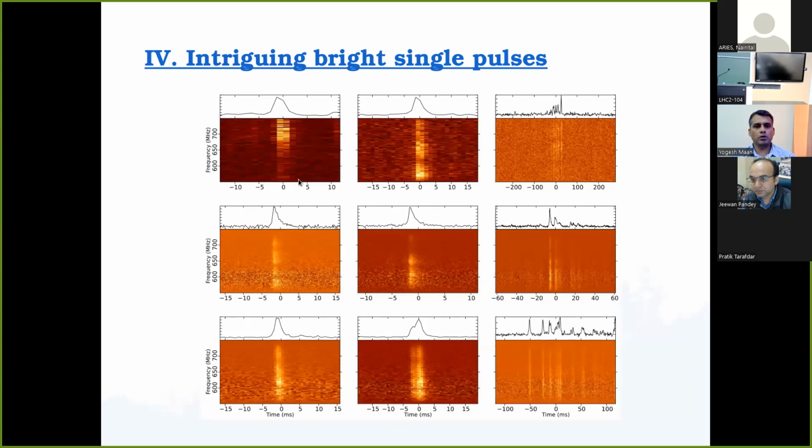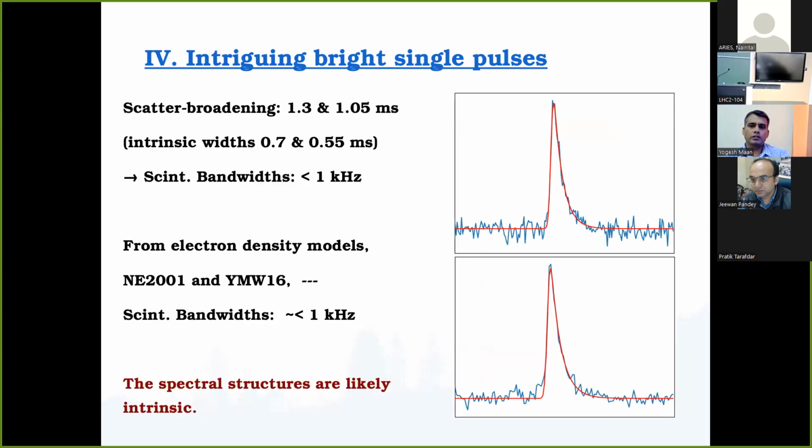For example, in the first plot here at the top corner, the emission is constrained within about 50 megahertz or so. In the next one, again, the emission is patchy, in a few tens of megahertz or so. One would think that this patchy emission might just be an effect of propagation caused by interstellar scintillation. But if it is caused by interstellar scintillation, we can measure the effect in terms of the scatter broadening, and from there we can deduce what kind of bandwidth would have been caused by the interstellar scintillation.